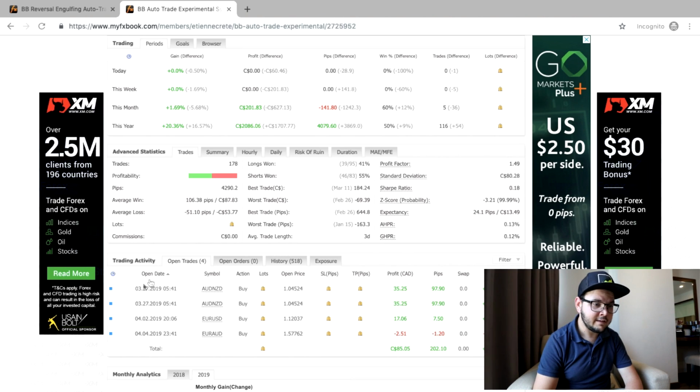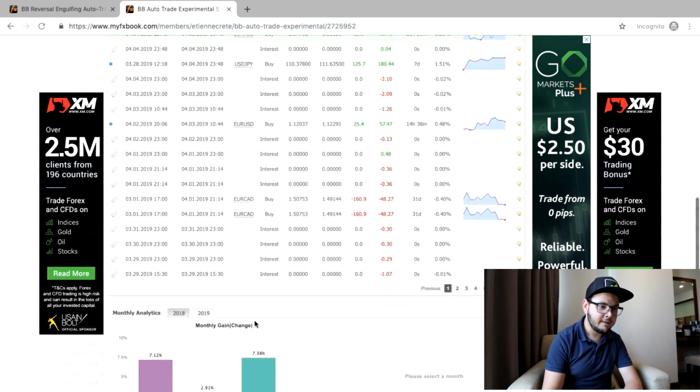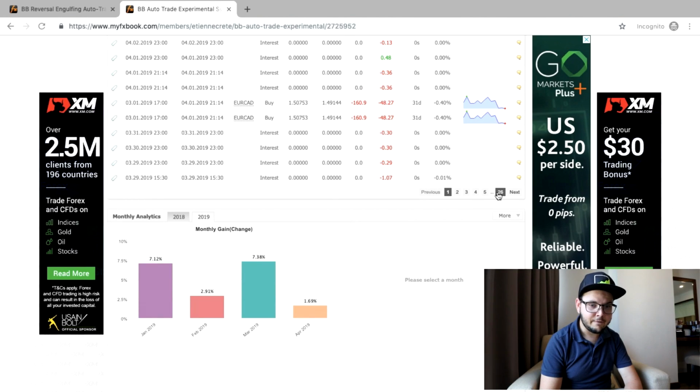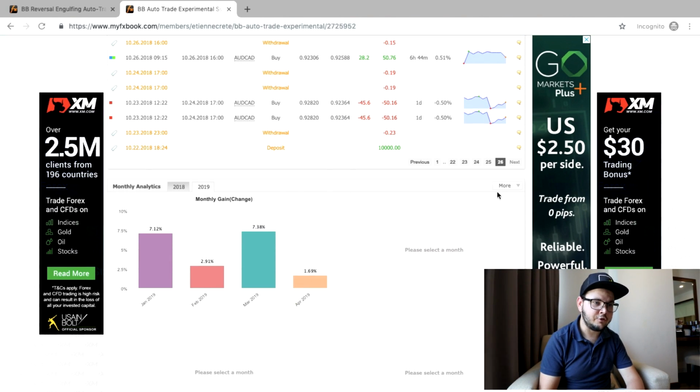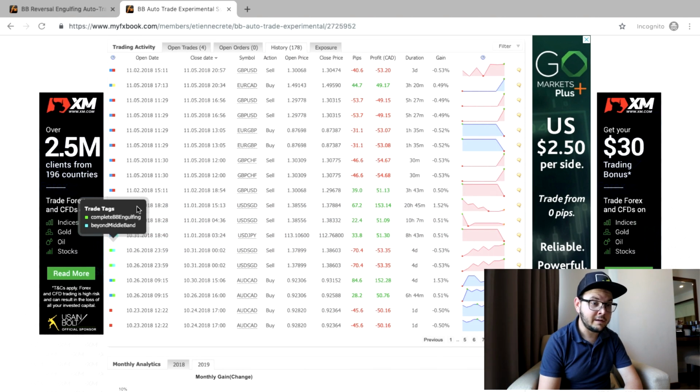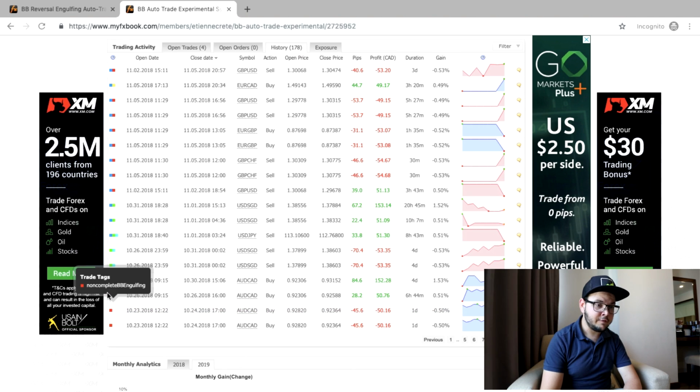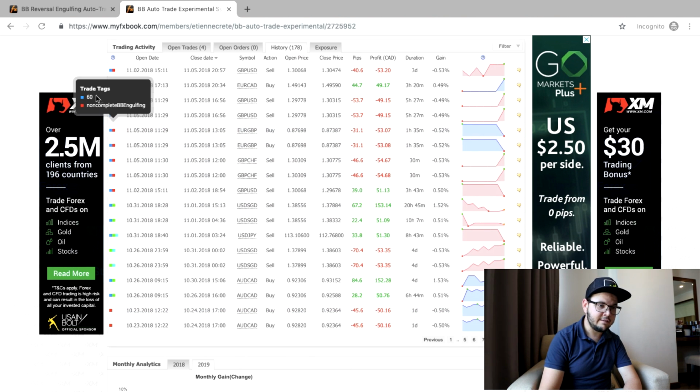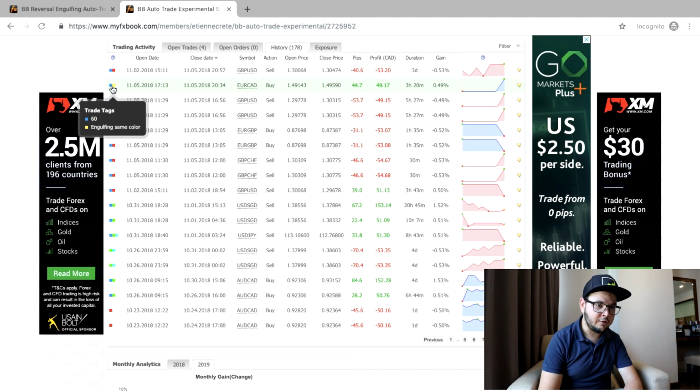But there are some tags I was using, and I kind of stopped using most of them because I don't really track this too much. But we'll just go back very far, and I'll show you the tags I was using. Okay, so right over here, we have pretty much the same tags. Bollinger Band engulfing, beyond the middle band, non-complete engulfing. We had the 60-minute chart, so these we have here, engulfing of the same color.